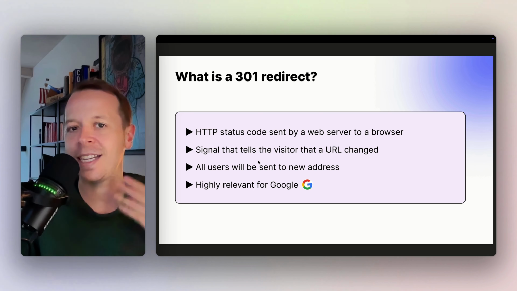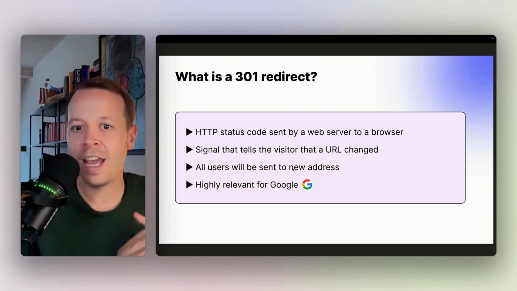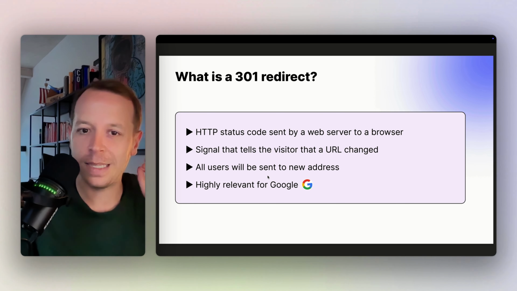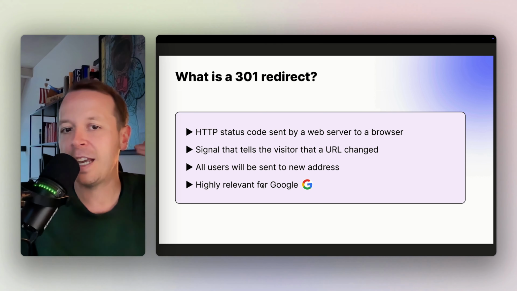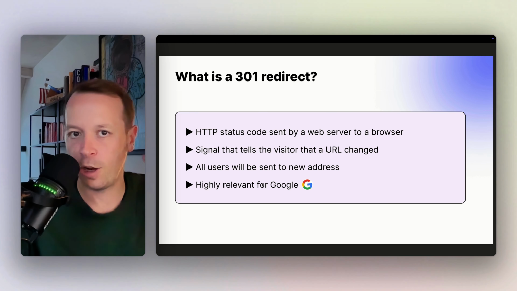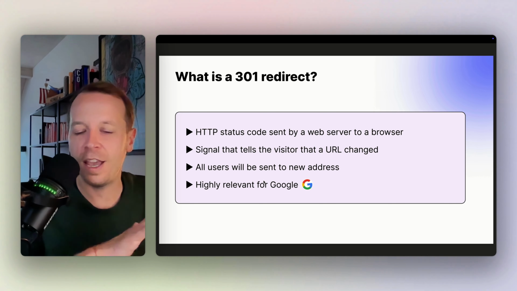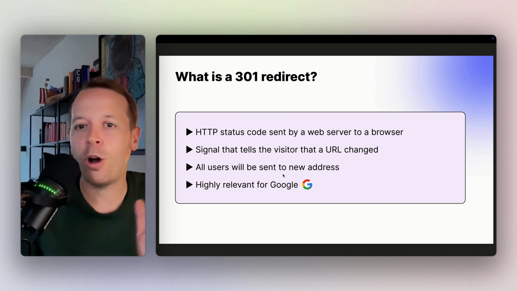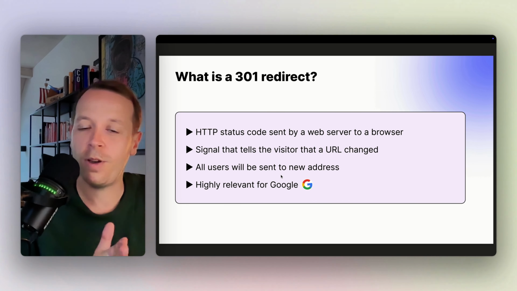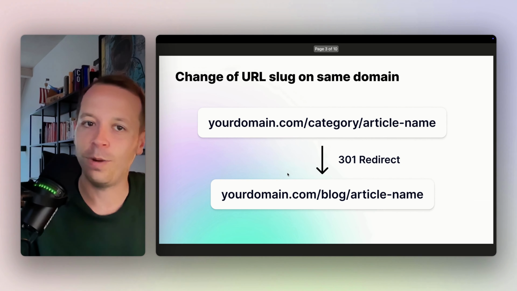It's a signal that tells the visitor that a URL changed, and it's also super relevant because the Google crawler will also take a look at these old URLs, and they want to keep their index up to date and know if something changed. So they will also forward the users to the new address, but also update the URL in their own index.